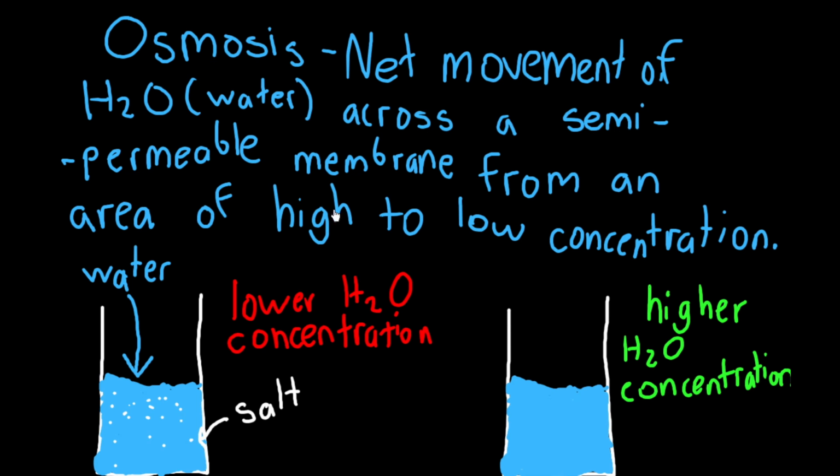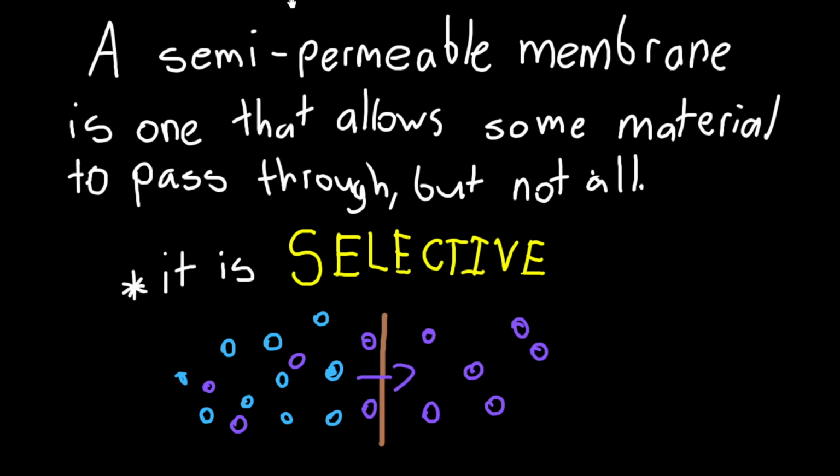And now to define this term, a semi-permeable membrane is one that allows some material to pass through, but not all. So in other words, it's selective, right? So here you can see these aren't any specific element, but these blue molecules are not able to pass through the semi-permeable membrane, and the purple ones are able to pass through it.